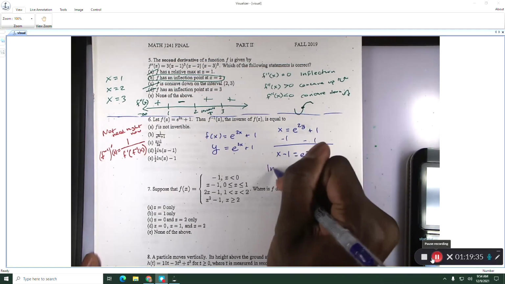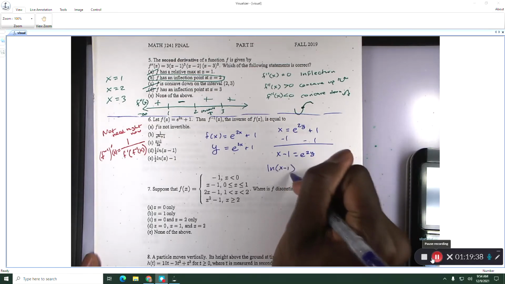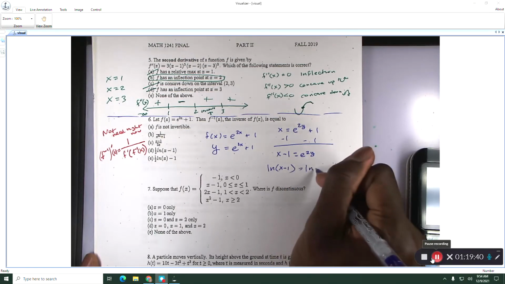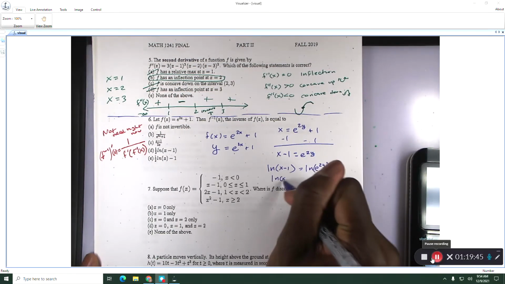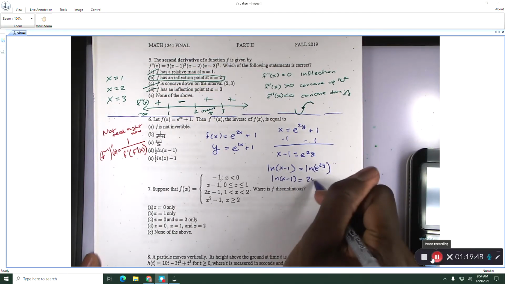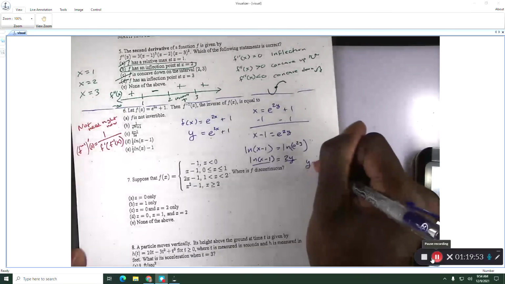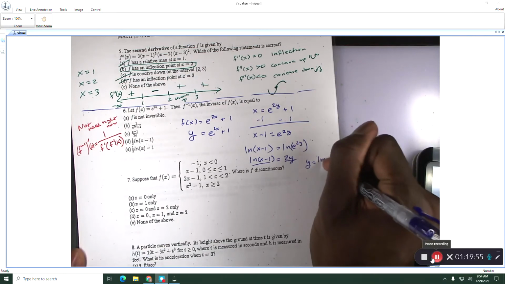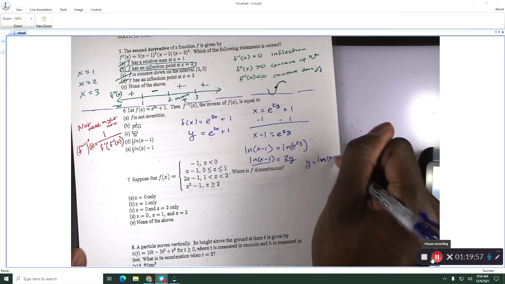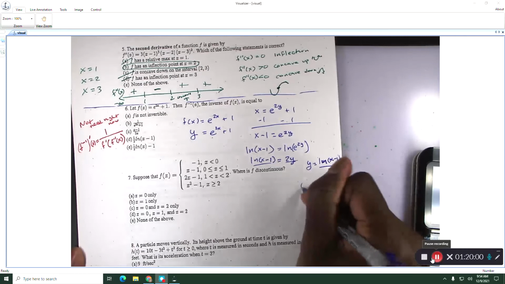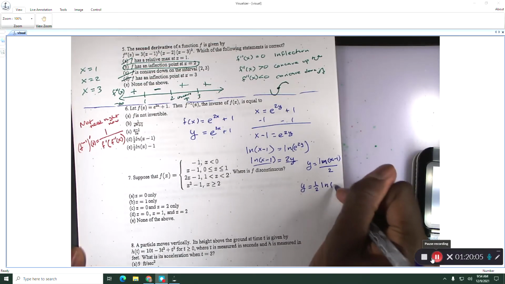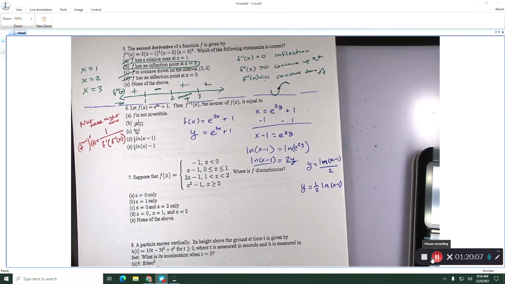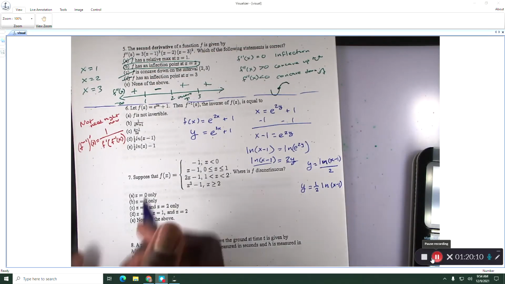Then I'm going to take the natural log of both sides, because I want to get rid of that e. This is going to be natural log of x minus 1 equals 2y. I'm going to divide both sides by 2. I'm going to end up with y equals ln of x minus 1 divided by 2, which is the same thing as multiplying by 1 half. Multiplying by 1 half and dividing by 2 are the same thing. I get answer choice D.